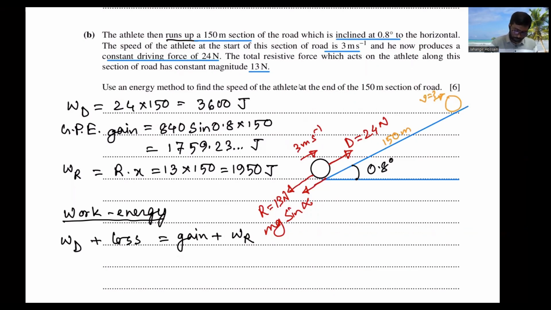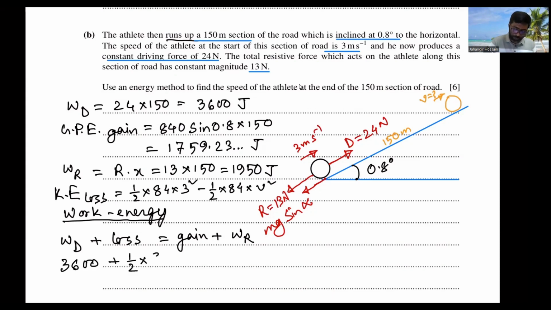Then if we apply it here, KE loss will be initial minus final. Initial KE half into 84 into 3 square minus final half into 84 into V square. So we have work done by the driving force 3600 and this is plus loss in KE, half into 84 into 3 square minus half into 84 into V square, equal to GP gain 1759.23 plus work against resistance 1950. From here we have V.